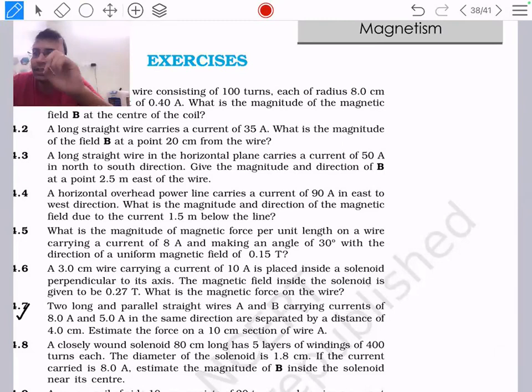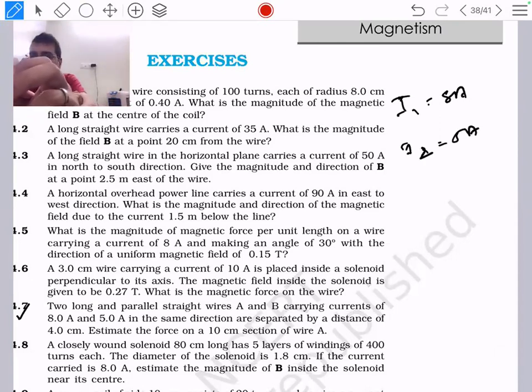So here we need to understand there are two wires and both the wires are long, means infinite length wires, and they are parallel to each other and they are carrying currents in the same direction. What is the distance of separation between them? 4 centimeter, that is 4 into 10 power minus 2 meter. So what is the data you are going to collect, guys? I1 is 8 ampere. I2 is 5 ampere. Then distance is equal to 4 into 10 power minus 2 meter.